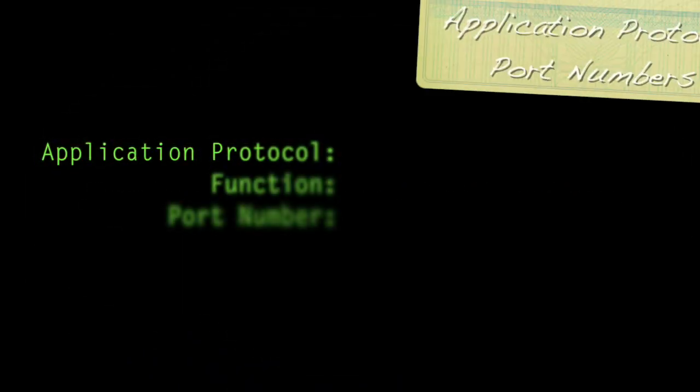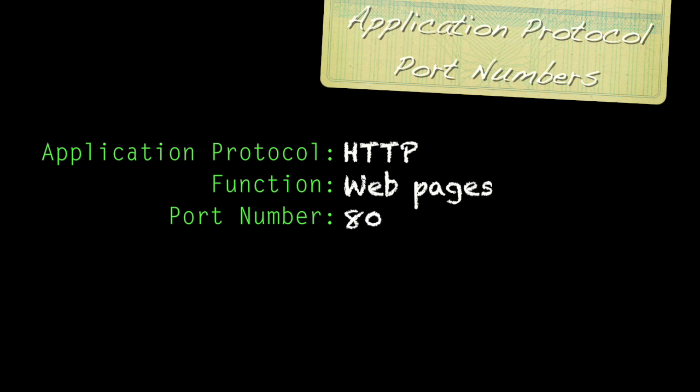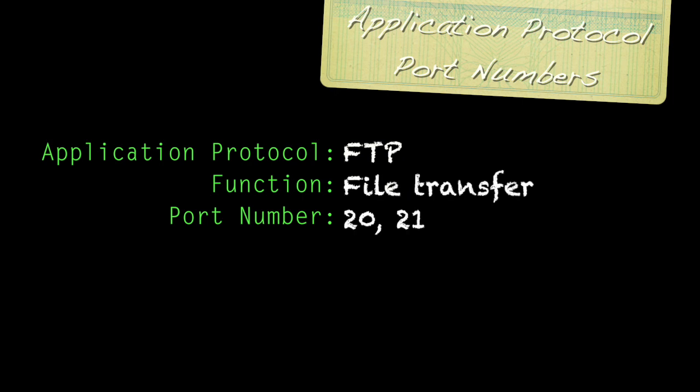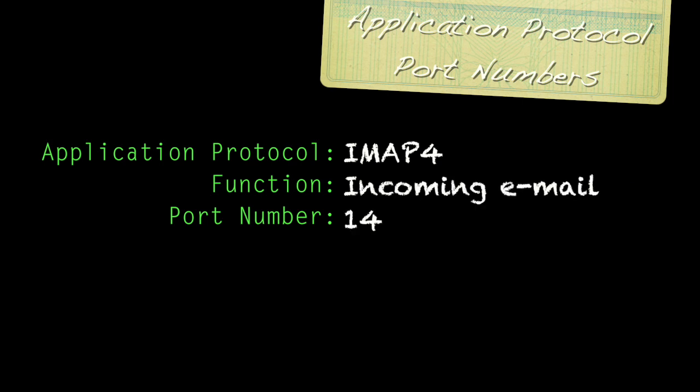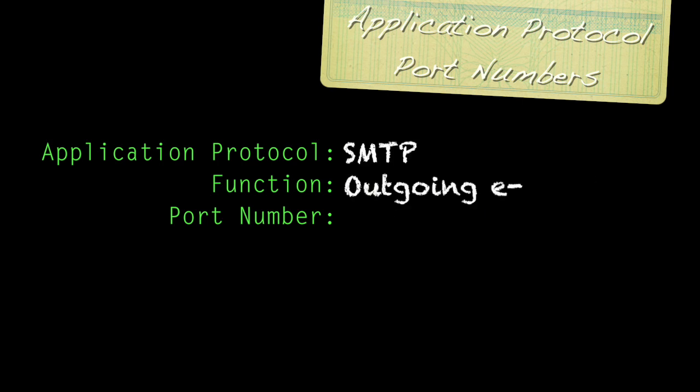We're going to look at some application protocol port numbers. And so for our first application protocol, we're going to look at HTTP, which is for web pages, and the port number is 80. FTP, which is for file transfer, has a port number of either 20 or 21. SFTP is for secure file transfer and has a port number of 22. IMAP4 is for incoming email and has a port number of 143. POP3 is also for incoming email and has a port number of 110. SMTP is for outgoing email and has a port number of 25.